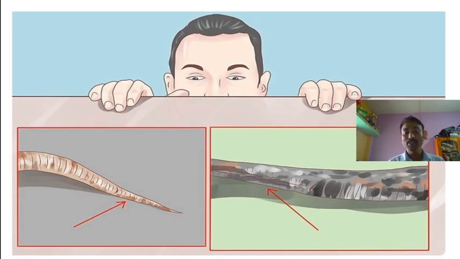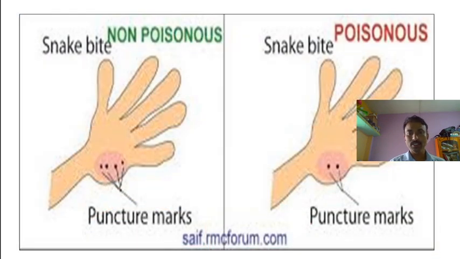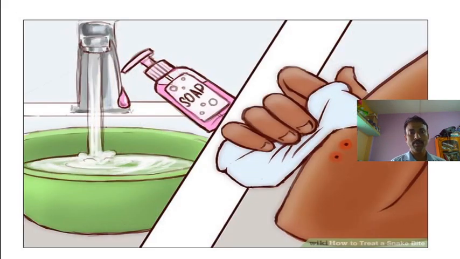Then we have to observe. We don't know whether the patient has a poisonous or non-poisonous bite. We observe the bite mark, or if we got the snake, we observe the nature of its tail. This is the non-poisonous and this is the poisonous tail. Or by the bite mark: if there are two fangs, it is considered poisonous; if there are no fang marks, it is non-poisonous.